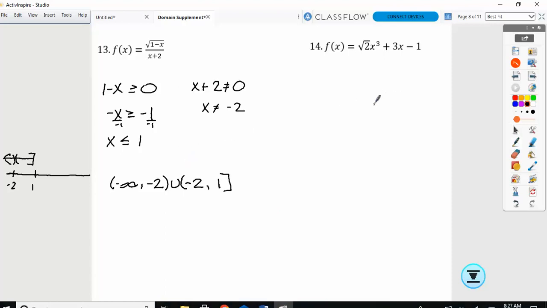14, I have a square root, but what's under my square root? And we know whatever's under the square root has to be greater than or equal to 0. Isn't 2 always greater than or equal to 0? Is it okay if we don't write the D for domain if we're just doing domain? Is it okay if we just write all real numbers? No. Interval notation.